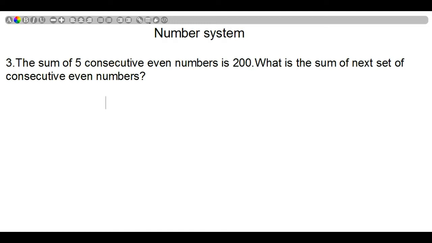For example, let's take the first 5 consecutive even numbers: 2, 4, 6, 8 and 10. If we take the next 5 even numbers, we get 12, 14, 16, 18 and 20. If we observe 2 and 12, the difference is 10; 4 and 14, the difference is 10; 6 and 16, again the difference is 10; 8 and 18, the difference is 10; and 10 and 20, the difference is 10.